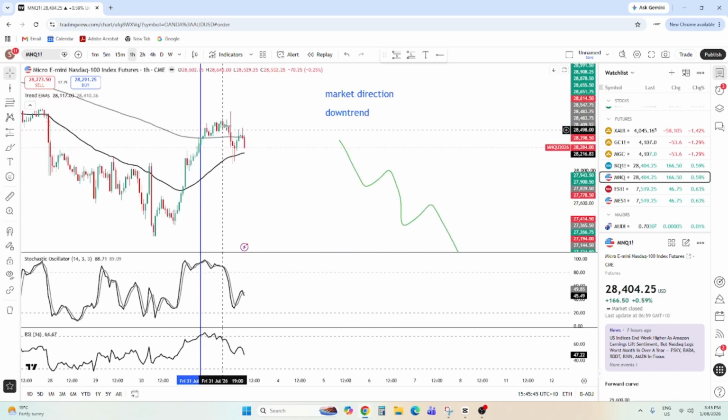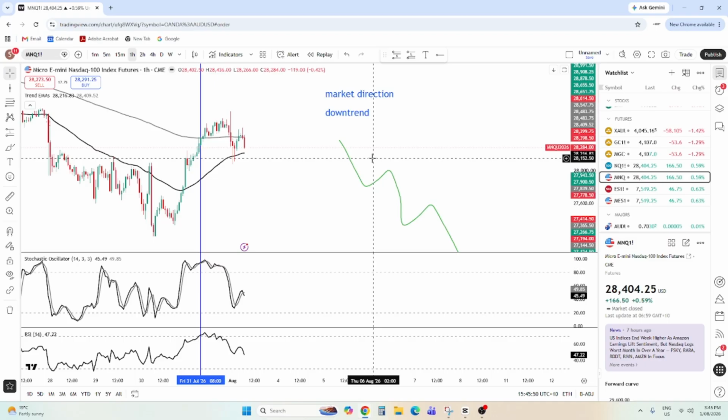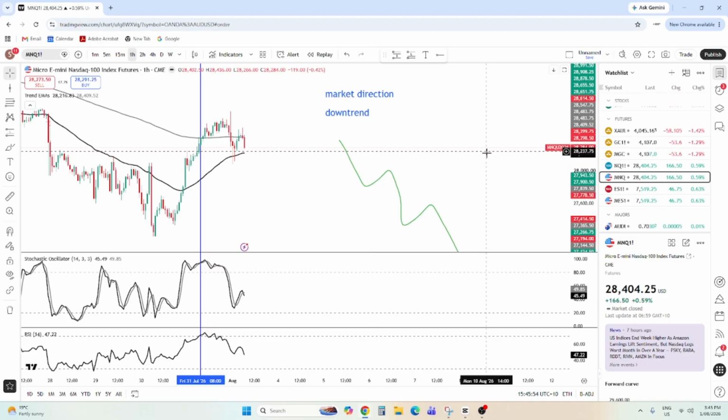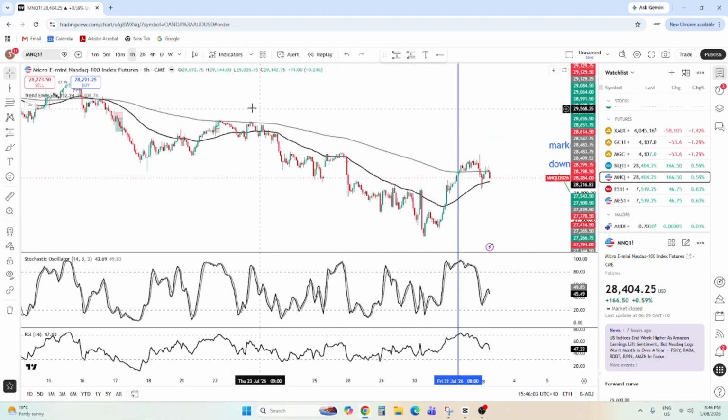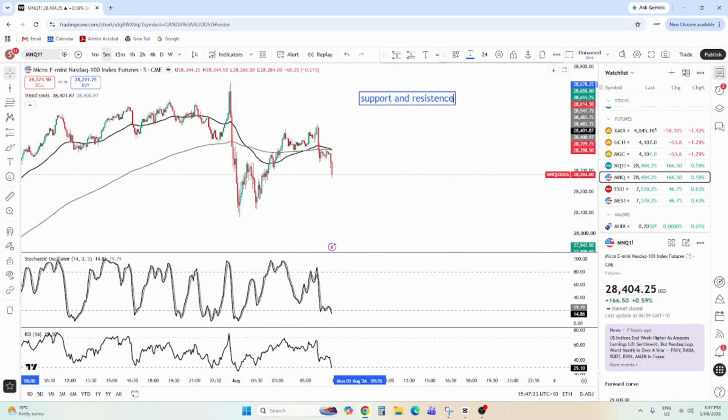So that's the difference between an uptrend and a downtrend. An uptrend is making higher highs and higher lows, and a downtrend is making lower lows and lower highs. Just go into the market and find any examples and mark it out and make it really simple for you. Support and resistance.